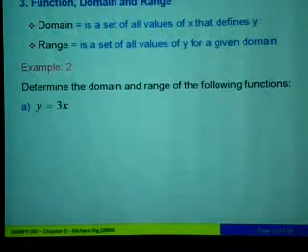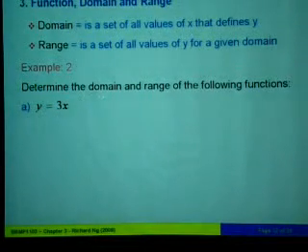Range refers to the value of y, domain refers to the value of x. So let's look at example 2 here. In this example, we are asked to determine the domain and range of the following functions.